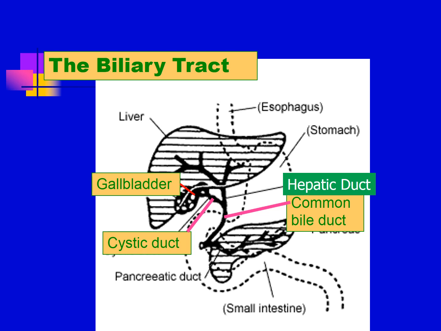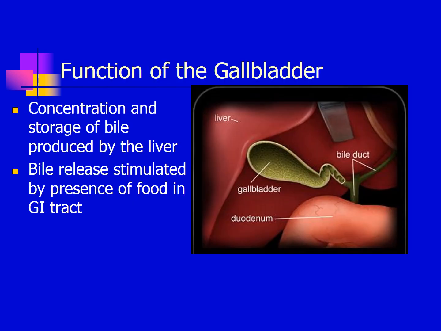So now we're talking about the biliary tract: the gallbladder, the cystic duct, hepatic duct, and the common duct, right? Next slide. So what is the function of the gallbladder? It's located in the right upper quadrant, and it's usually the main reason why you have right upper quadrant pain. It concentrates and stores the bile produced by the liver, and the bile release is stimulated by the presence of food in the GI tract.